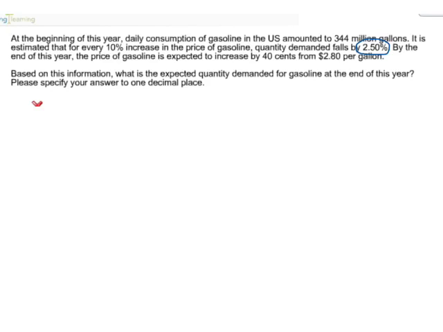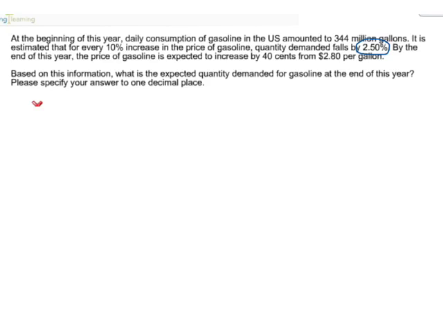Anyway, the question reads, at the beginning of this year, daily consumption of gasoline in the U.S. amounted to 344 million gallons. It is estimated that for every 10% increase in the price of gasoline, quantity demanded falls by 2.5%. That tells you that the price elasticity of demand is negative 0.25, by the way. That a 1% increase in gasoline would lead to a 0.25% decrease in quantity demanded.